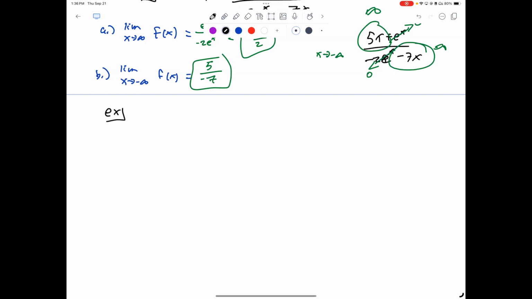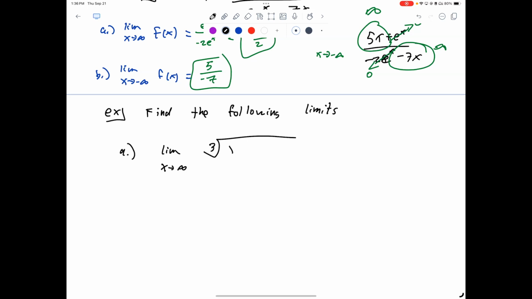So the example I want to talk about is we're going to find the following limits. And one of them is very similar to the one you might have seen in Delta Math. We have the limit as x approaches infinity of, let's say, something like the cubed root of x to the 7th plus 3x squared plus 4 over 5x cubed minus 16.